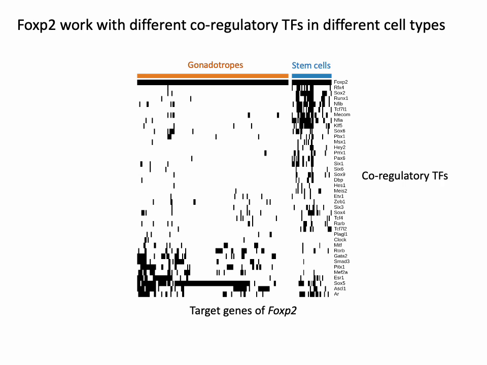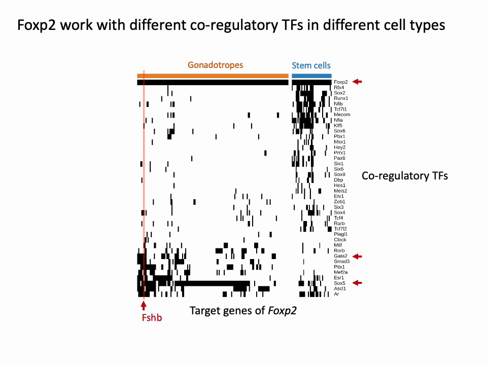To understand how this is achieved, considering that each gene might be regulated by other TFs besides FOXP2, we constructed the full regulatory network for these genes, and it is shown in this heat map. In the heat map, each column represents a target gene of FOXP2. On the top, the color code shows which cell type this gene is highly expressed in. The rows show the co-regulatory TFs, besides FOXP2, that regulate these genes. The dark color in the heat map marks the regulatory relation predicted by CREMA.